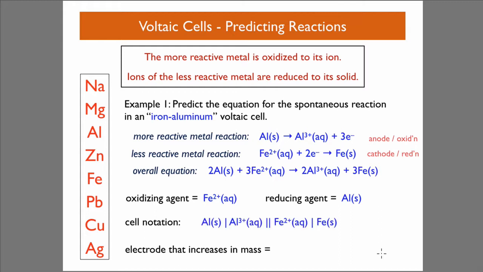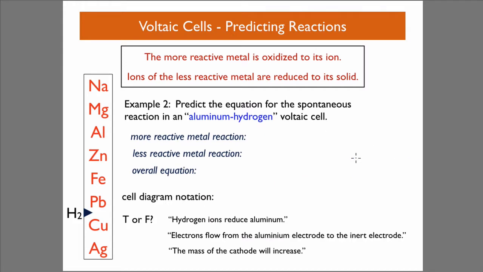We've got the aluminium anode with the aluminium solution. Then we've got the salt bridge, and we've got the iron cathode on the right hand side. So which electrode will increase in mass? Obviously, if we look up here, you can see that the iron ions are coming out of solution to form more iron solid, and so the iron is the electrode that will increase in mass. Okay.